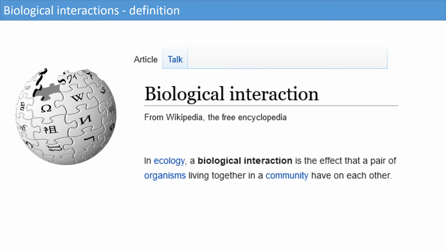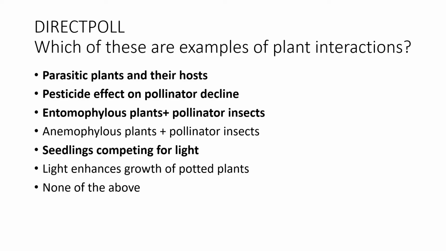This question was maybe not easy to answer if you don't know the definition of biological interactions. According to the Wikipedia definition, which is quite good, a biological interaction is the effect that a pair, it can be more than a pair of organisms, living together in a community have on each other. With this definition in mind, let's review the suggested examples.